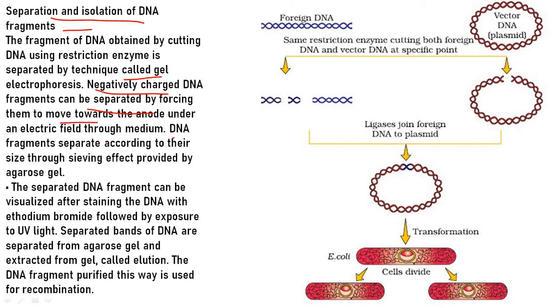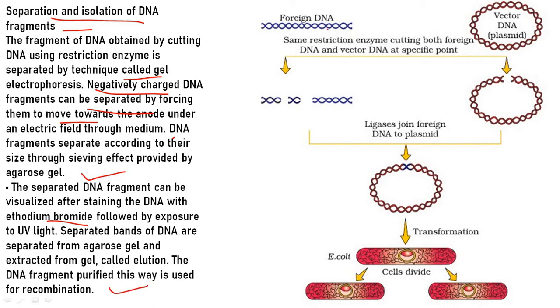Under the electric field, DNA fragments separate according to their size through the sieving effect provided by the agarose gel. The separated DNA fragments can be visualized after staining the DNA with EtBr, or ethidium bromide, followed by exposure to UV light. Separated bands of DNA are cut out from the agarose gel and extracted from the gel, which is called elution. The DNA fragment purified this way is used for recombination.